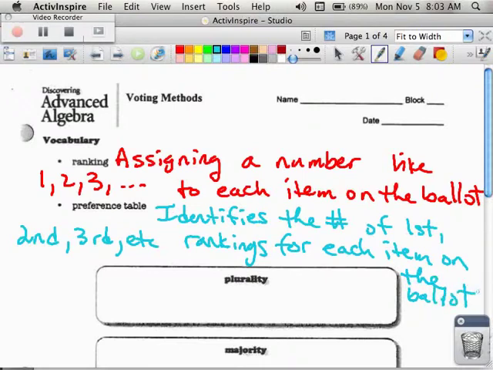So for example, if we took a poll of our class of who you wanted to be president, we would say, okay, how many people think Mitt Romney would be number 1? And I would count off Mitt Romney number 1. How many people think Mitt Romney should be number 2? How many people think Mitt Romney should be number 3? And then I'd do the same for the other candidates as well. And then we'd have a total of each number of first place rankings, second place rankings, third place rankings, so on and so forth.